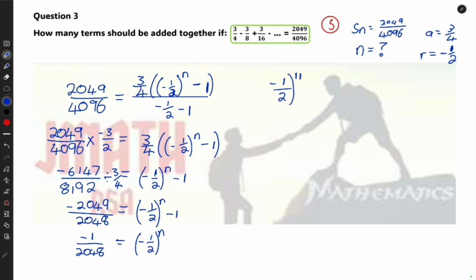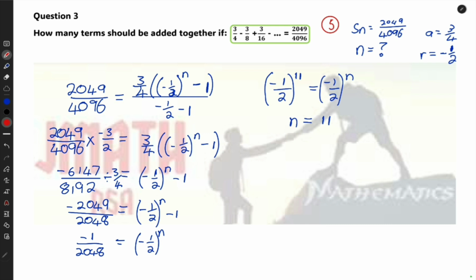Because both numbers were fractions, I can write it as a half, and because the base on the right has a minus, I can say it was actually minus a half. And that makes the bases the same. I can drop them, and therefore N equals 11 in this sum. So how many terms should be added? 11 terms should be added.